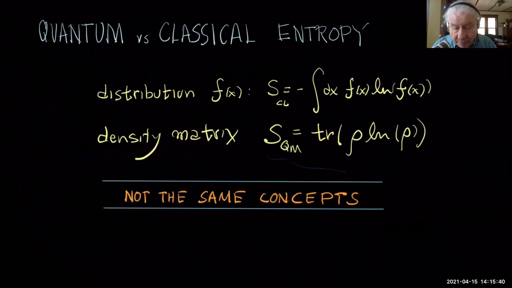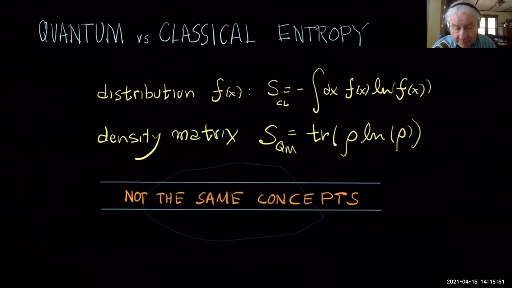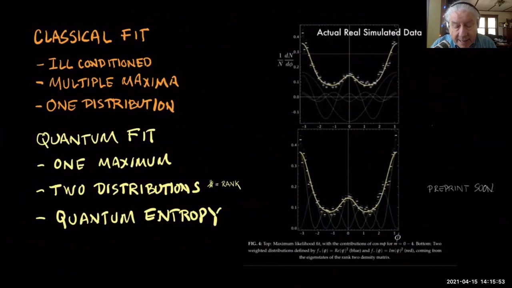The classical entropy is not equal to the quantum or entanglement entropy. The classical entropy comes from a distribution. The other one comes from a density matrix. These are not the same concepts. And then we compare a classical fit, ill-conditioned with multiple minima or maxima of likelihood and one distribution, with the quantum fit where we have more information and a quantum entropy.